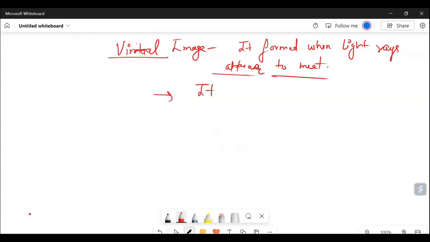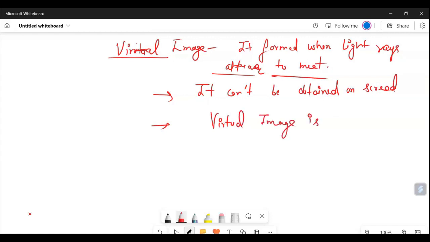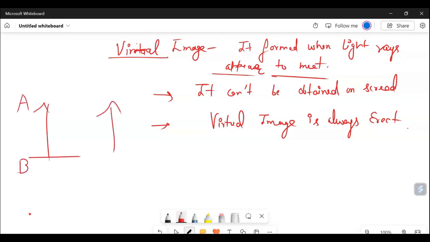It cannot be obtained on screen, you can write down. We cannot obtain this on screen. And virtual image is always erect. Erect means, suppose this is AB object, the image is also erect, so it will look the same. Head will appear head and leg will appear leg, same size. So this is called erect image.